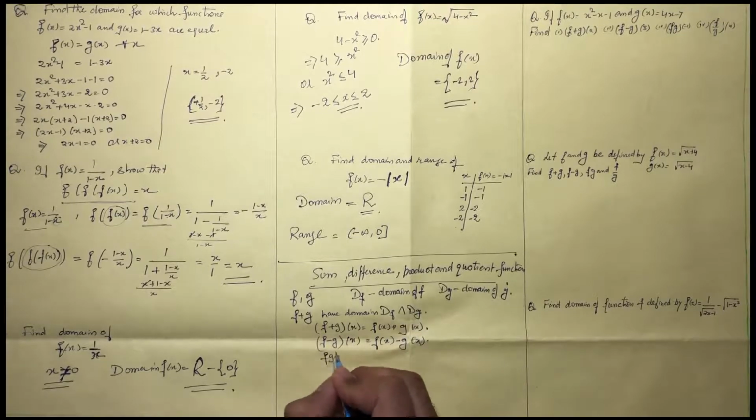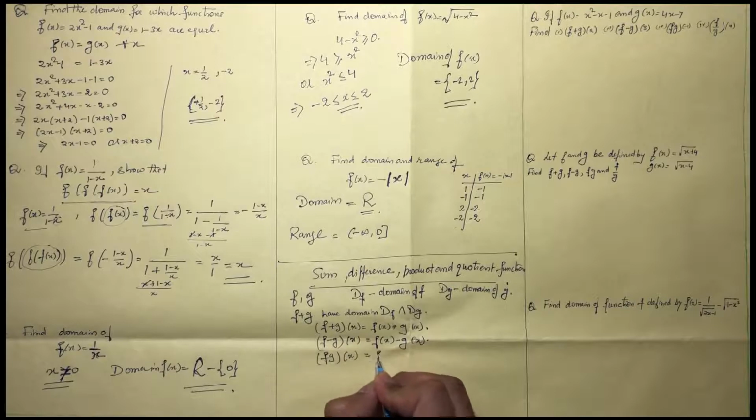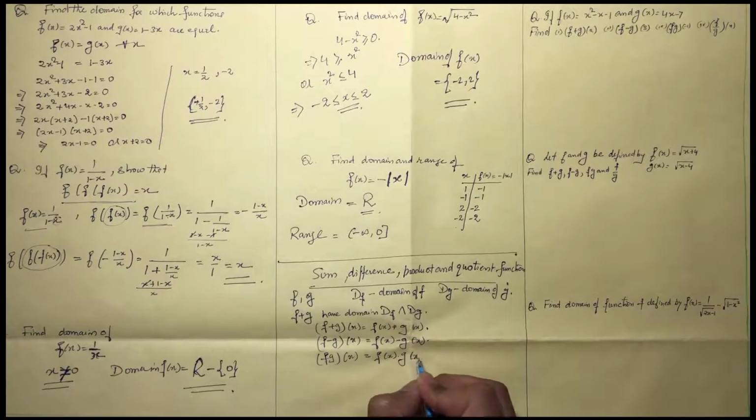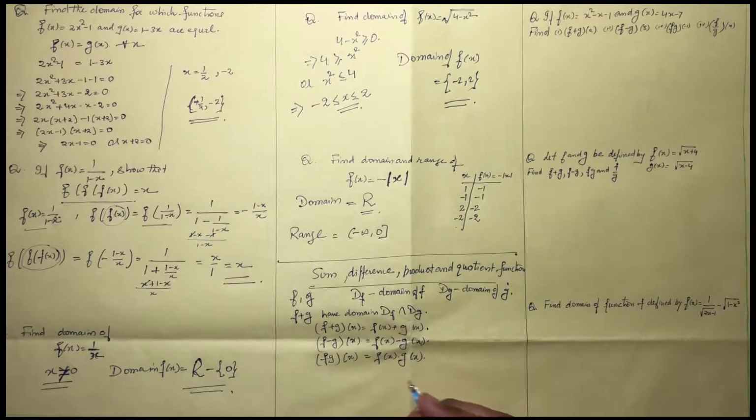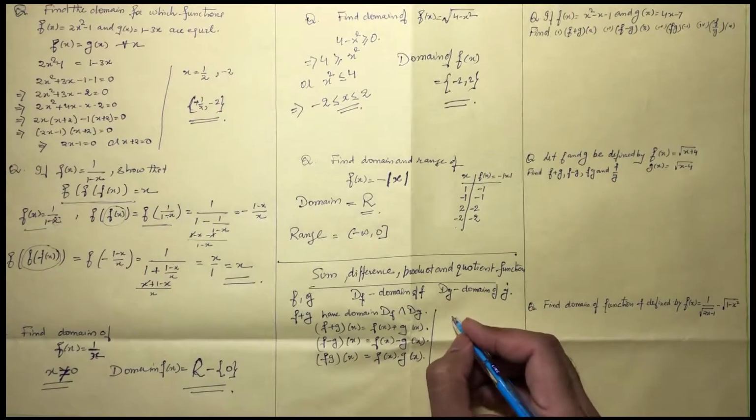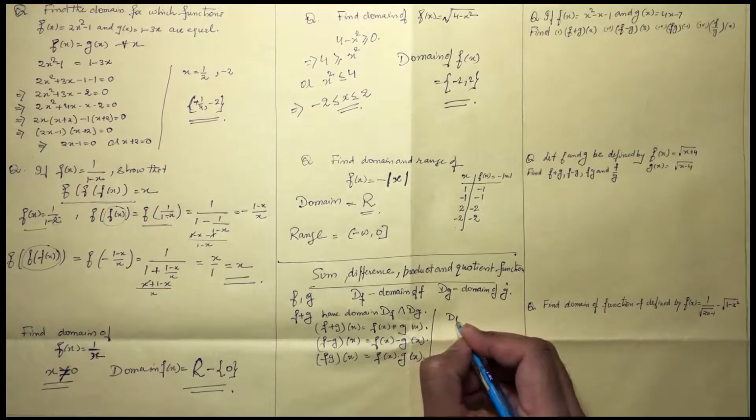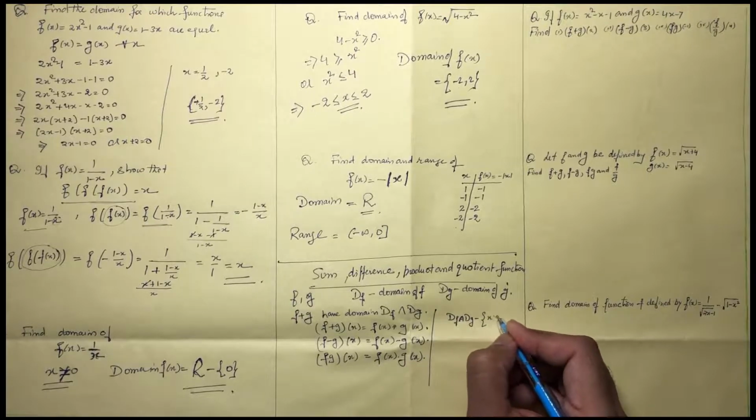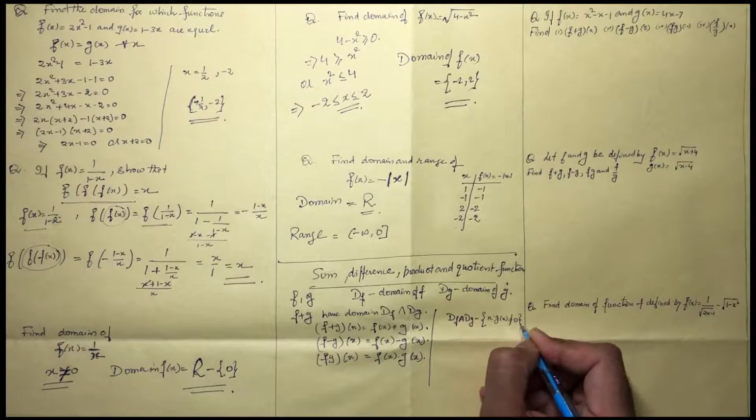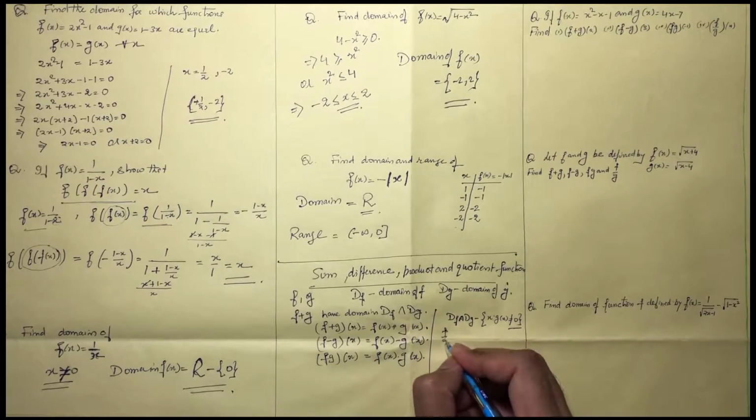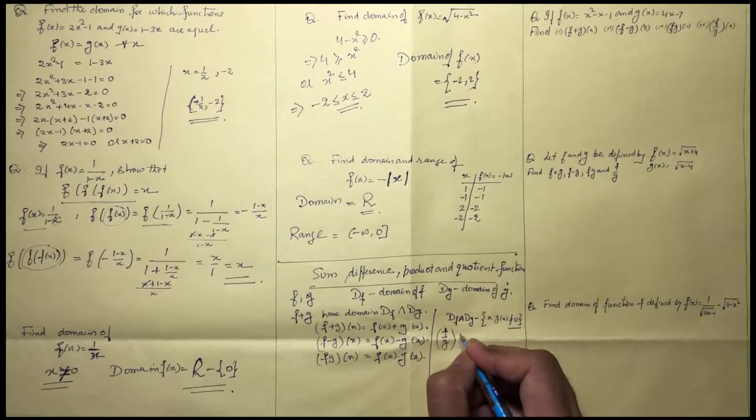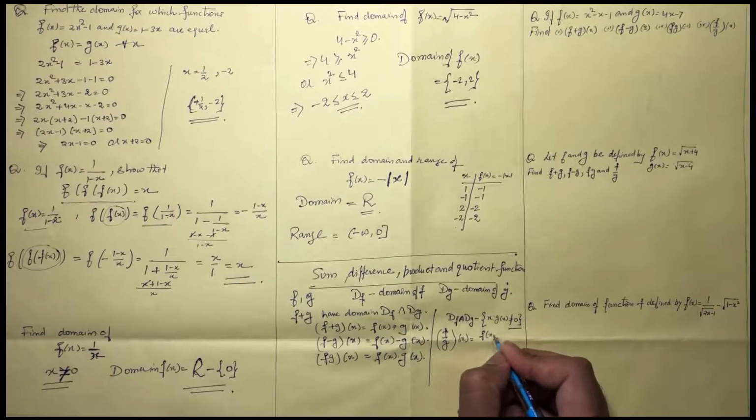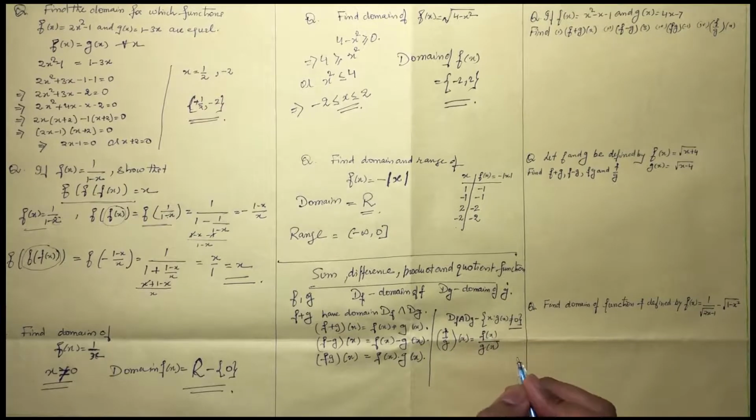Product of two functions is f(x) into g(x). Quotient of two functions, f upon g. So, f upon g is defined for the domain Df intersection Dg, except that g(x) is not 0. So, this f upon g is defined for this domain and this equals f(x) upon g(x).